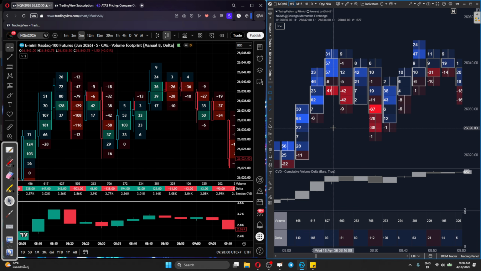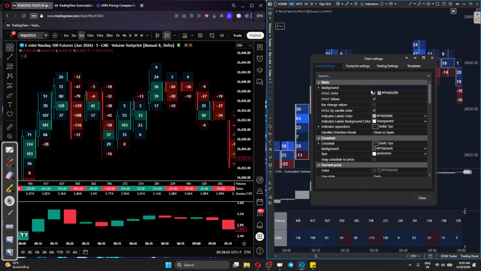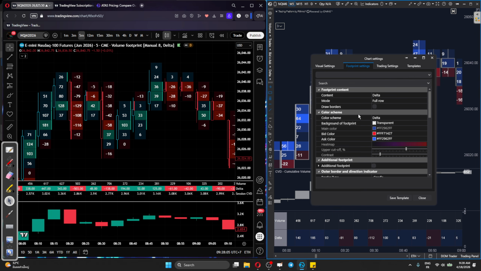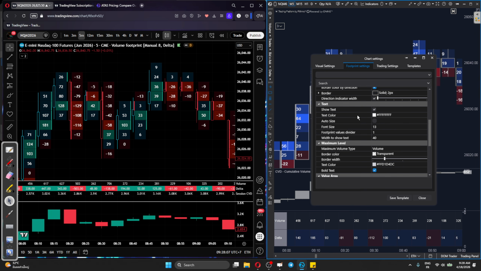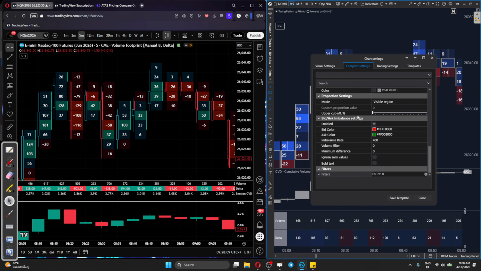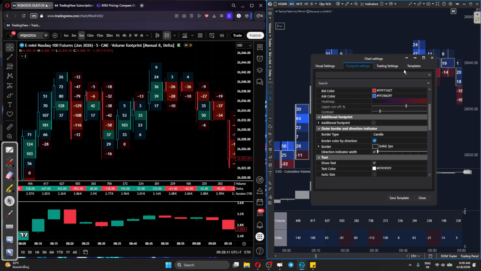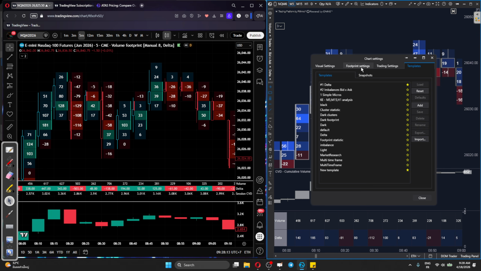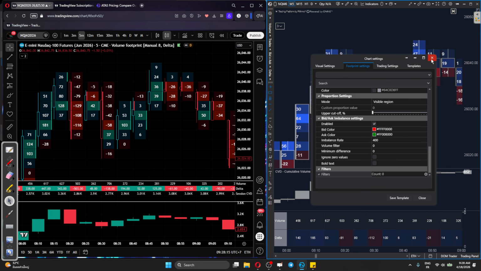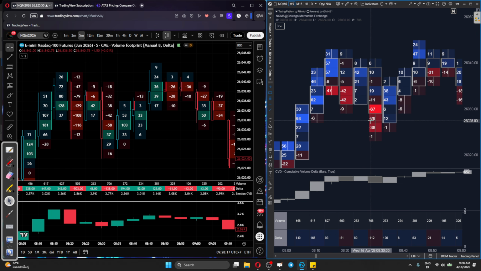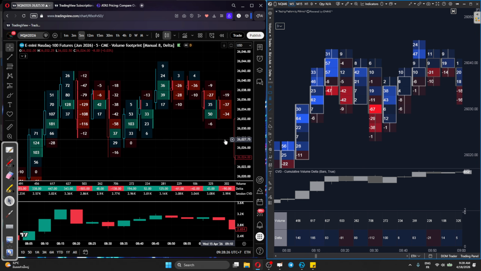Now here, if you look at the footprint settings, there's a lot to be looking at. And then you have all of your templates. We're not going to go into all of that, but of course, it's going to take more time. It's going to be a bit more complicated on ATAS, but it's also because you have a lot more features. I don't want to go too deep into the features.